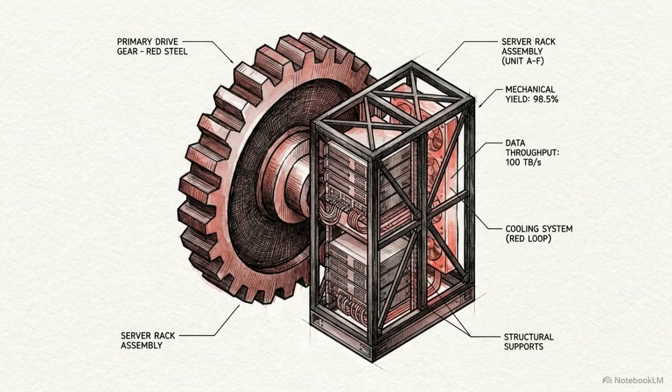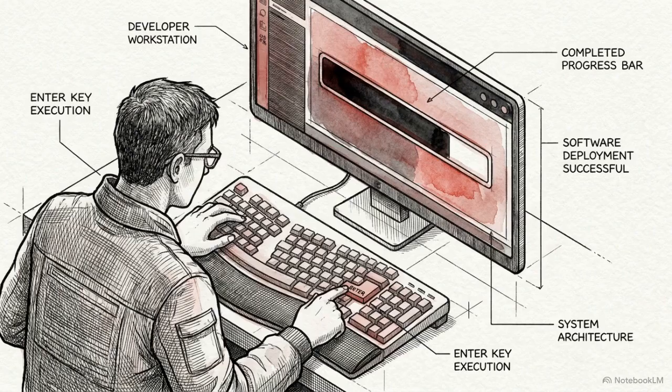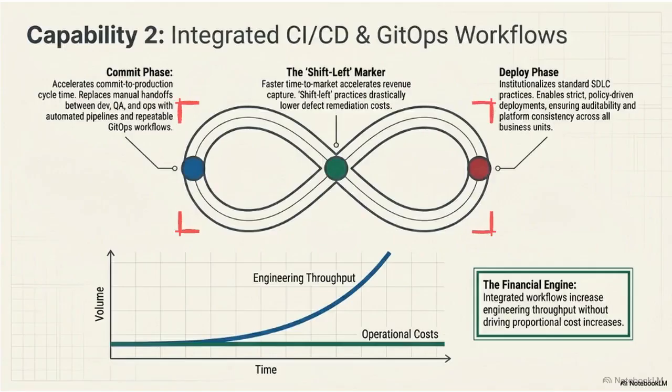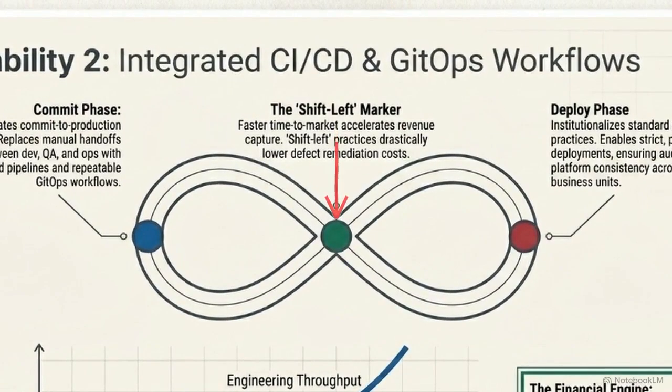By standardizing at the container level, foundational infrastructure stops being a passive cost center and becomes an active engine for financial yield. With the foundation set, the second layer handles the actual movement of code, integrated CI/CD and GitOps. Automated GitOps workflows replace manual handoffs, accelerating the transition from commit to deploy. At the center, shift-left testing catches defects earlier, speeding time to market.